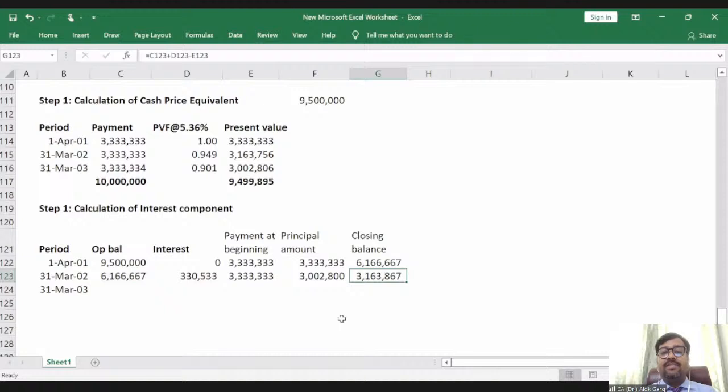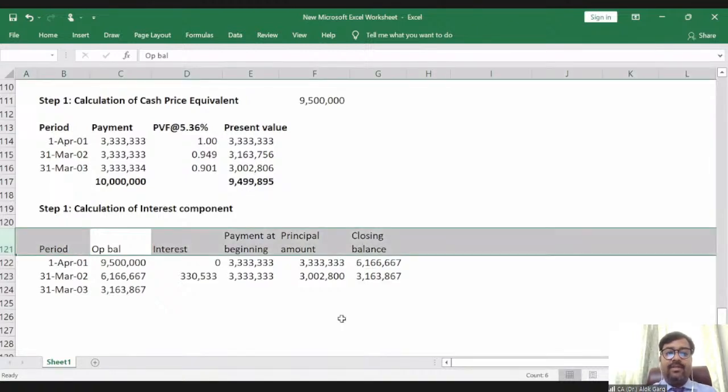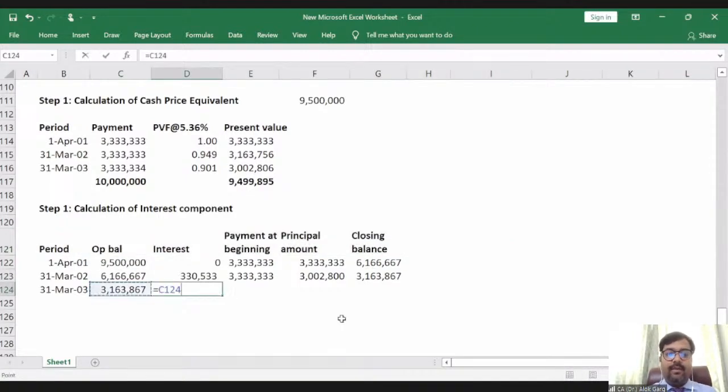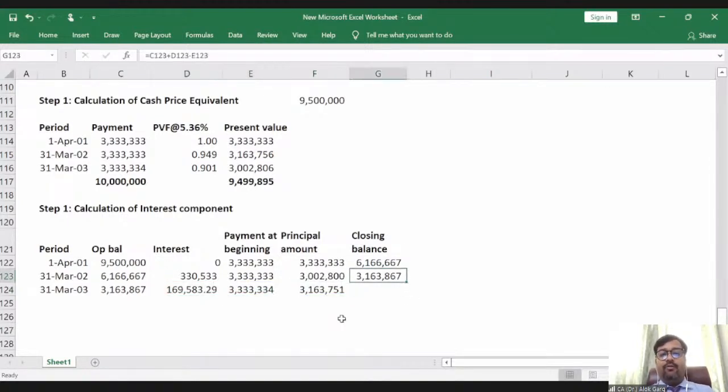Right? So 31,63,867. On 31st March 2003, this will become your opening balance. You have to pay interest of 5.36% on this, right? And then your last installment will be this one, and your principal payment is only this amount, which is 33,33,333 minus 1,69,583, and your closing balance will be this plus interest minus installment, which is 116 rupees.